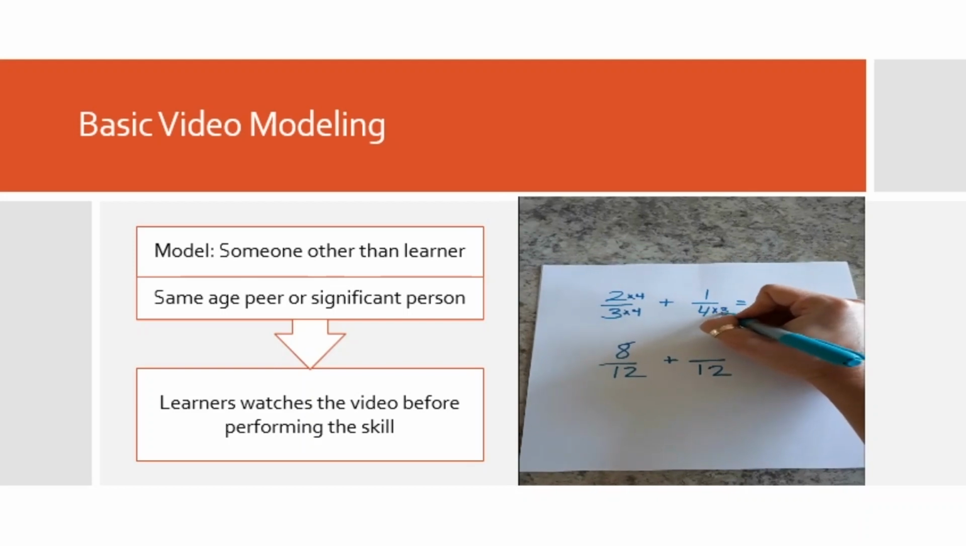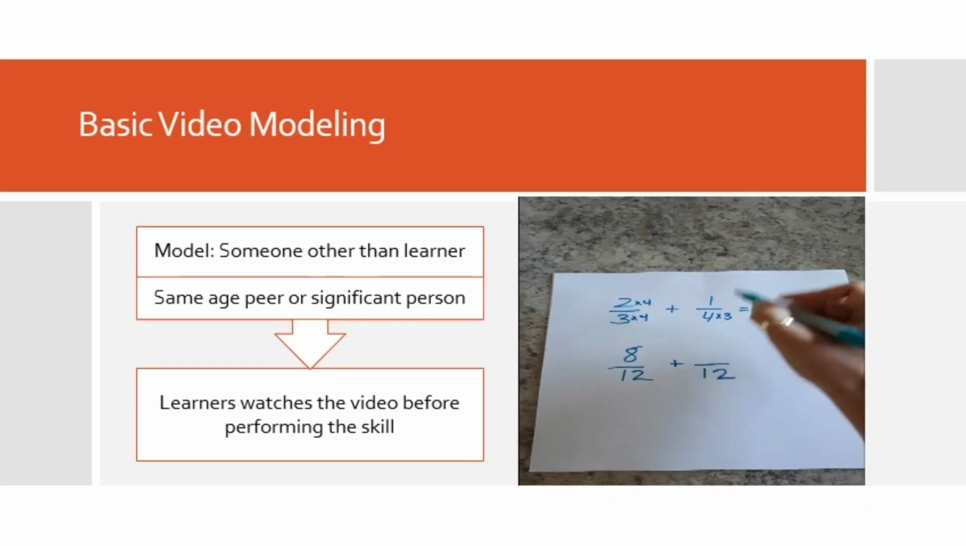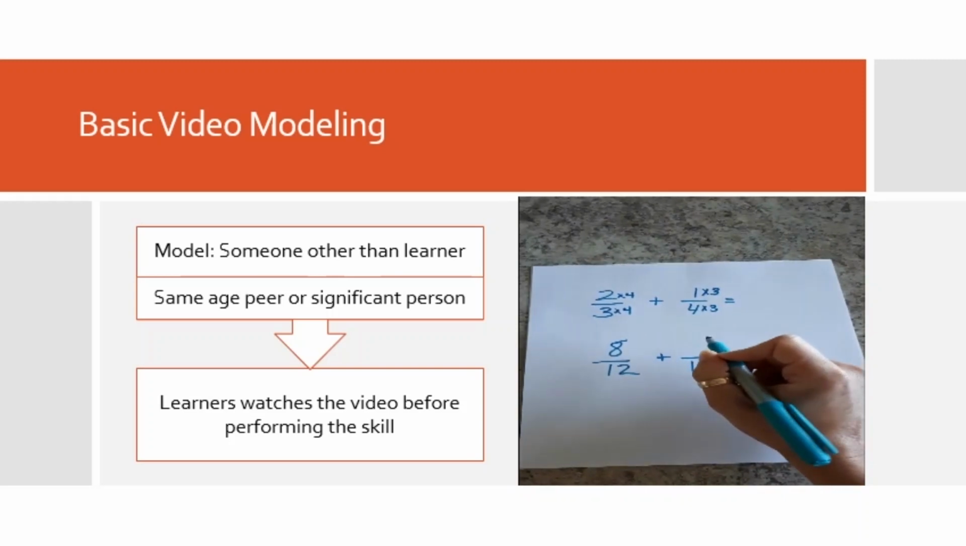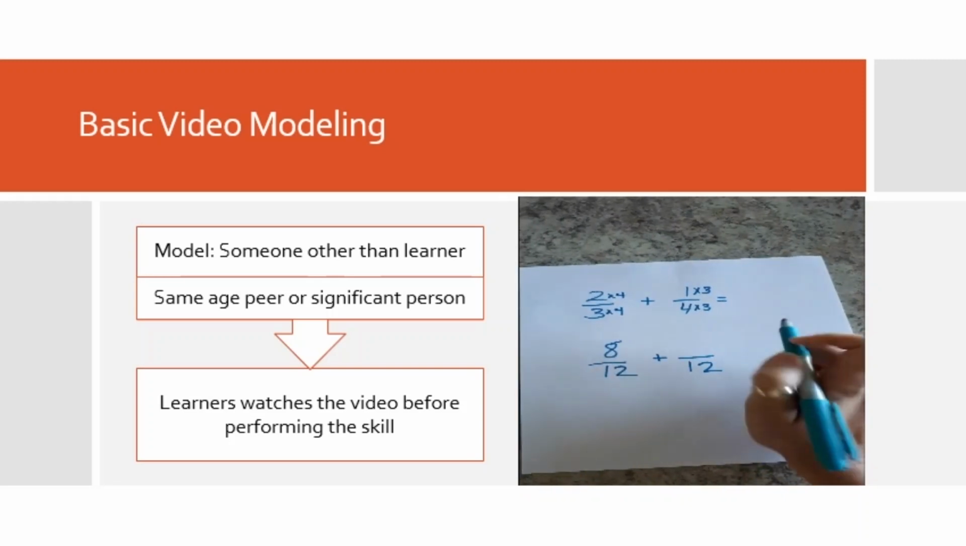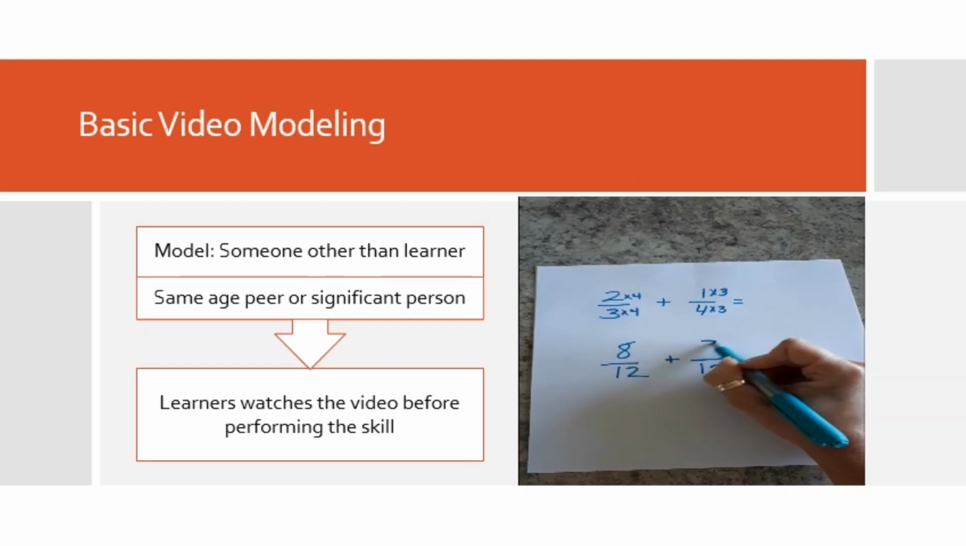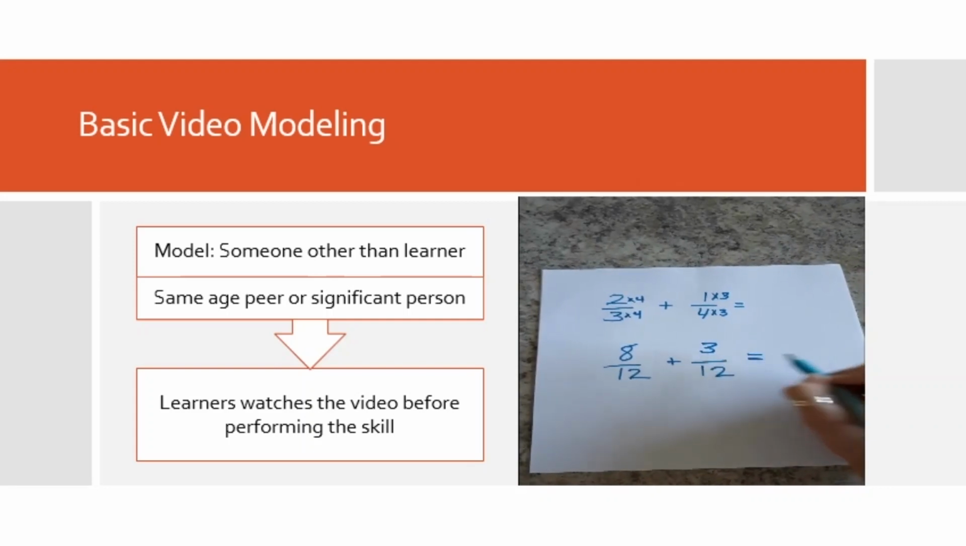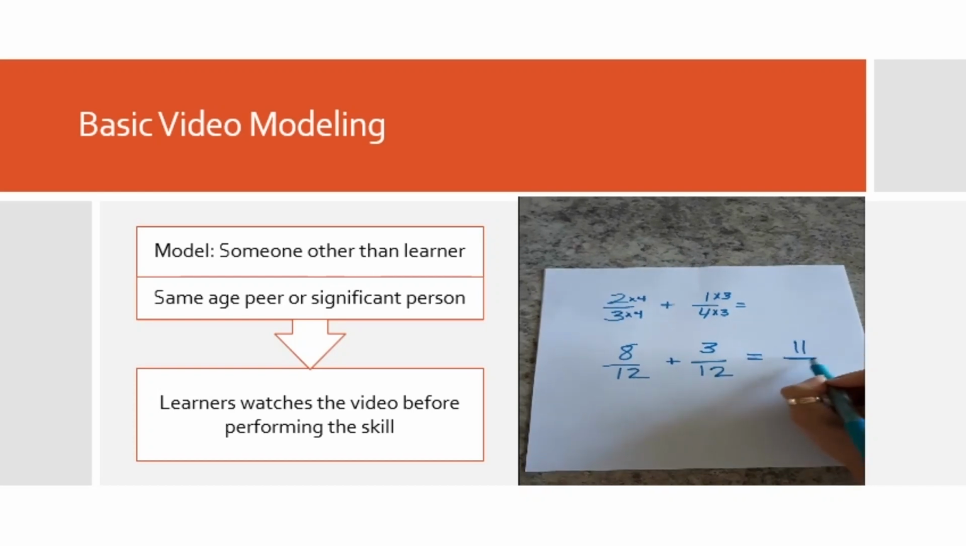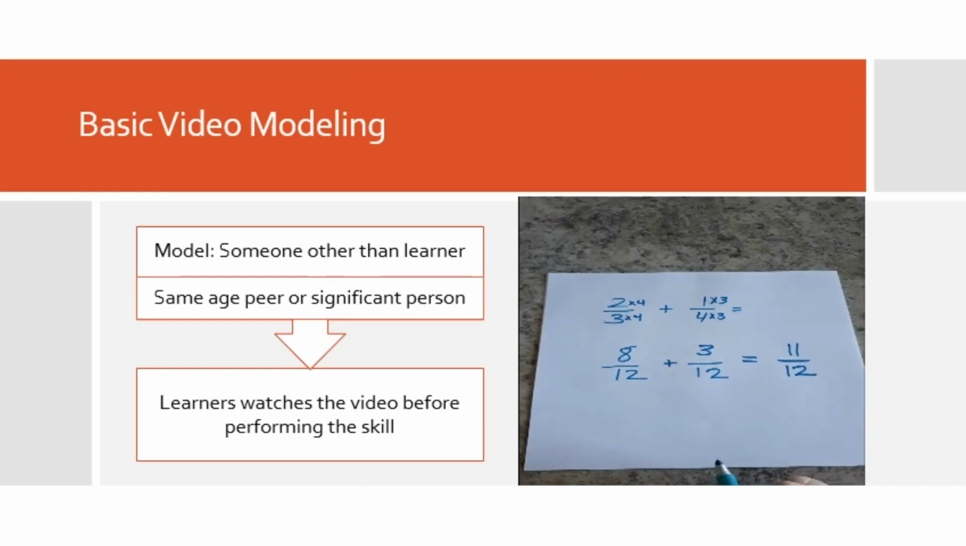I multiply 4 by 3 to get 12. I also multiply the numerator by 3. I now have fractions with the same denominator, so I can add the numerators. 8 twelfths plus 3 twelfths equals 11 twelfths.